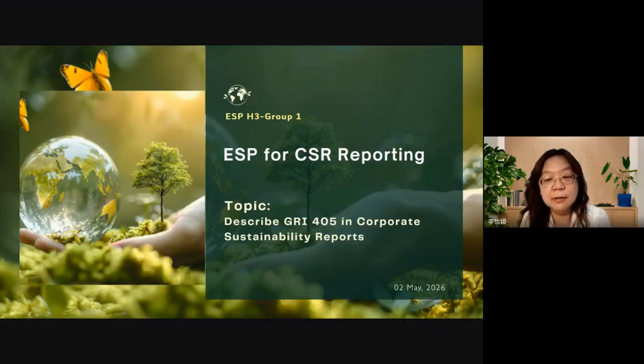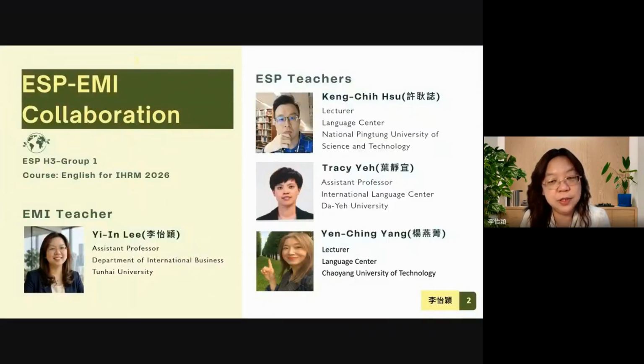The focus of our topic is describing GRI 405 in Corporate Sustainability Report. This course adopts an ESP-EMI collaborative model. The EMI component is led by me, Li Yiying, from the Department of International Business. The ESP component is supported by 3 language instructors, 徐耿志、叶静怡以及杨燕京老师. Together, we help students bridge the gap between disciplinary knowledge and professional English communication.